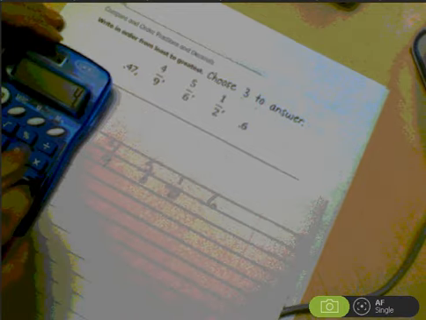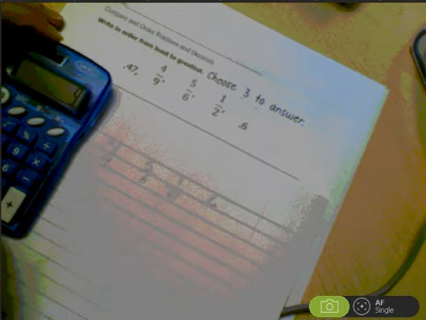which equals, hold on, I think it got stuck there. 4 divided by 9 equals, okay, so 0.4 repeating is what we get, okay, because it's 4, 4, 4, 4, 4.